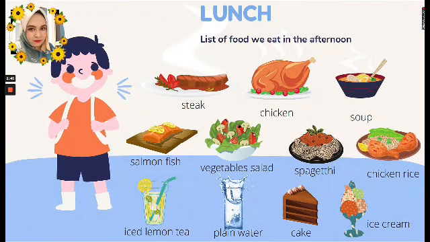Okay, now the list of food that we eat in the afternoon. We call it lunch. Lunch we eat normally a heavy food such as steak. We eat steak, chicken, ayam, soup, salmon, fish, ikan, vegetable salad, sayur-sayuran, spaghetti. Spaghetti, sometimes overseas they eat spaghetti for lunch. Chicken rice, nasi ayam. We drink ice lemon tea. Plain water, normally ice water or plain water.